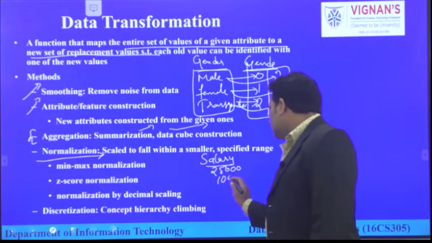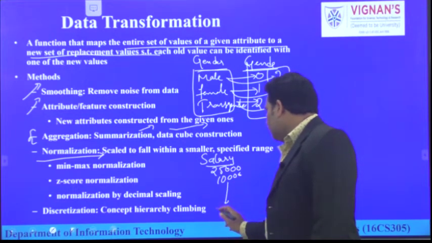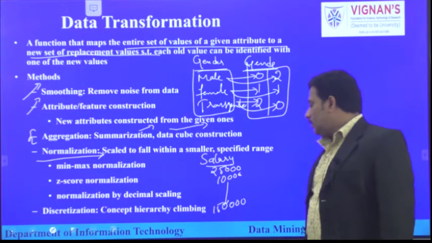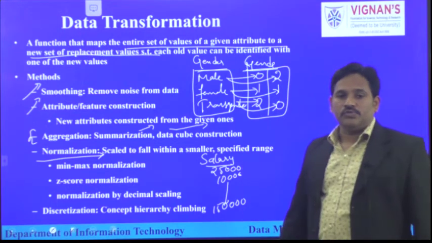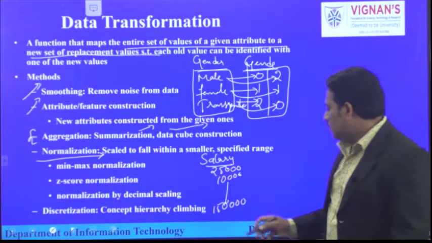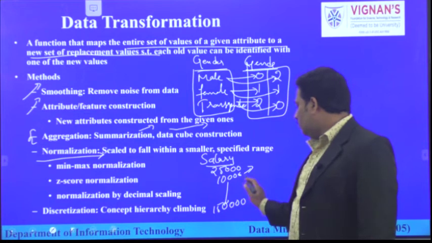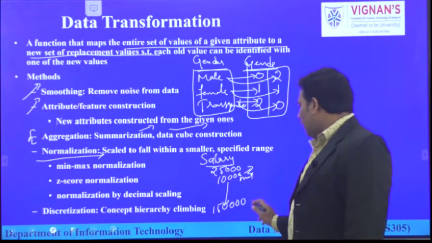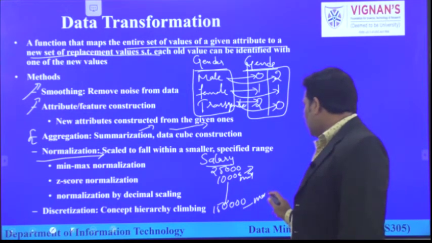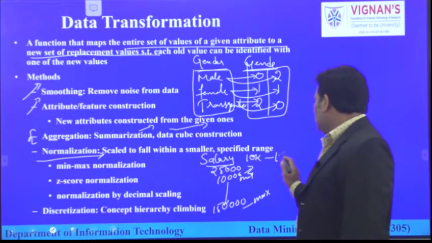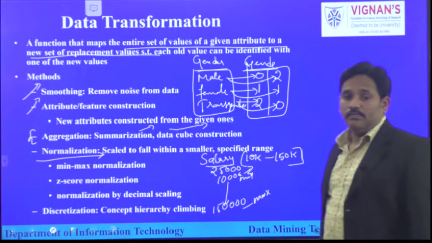They may not be in sorted order, but we have some list of values like this. Now we want to convert these numerical values into a smaller range. Let us fix this: 10,000 is the minimum here and the maximum is 1,50,000. Now what is the range here? Here the range is 10k to 150k. This is the range in the original salary.